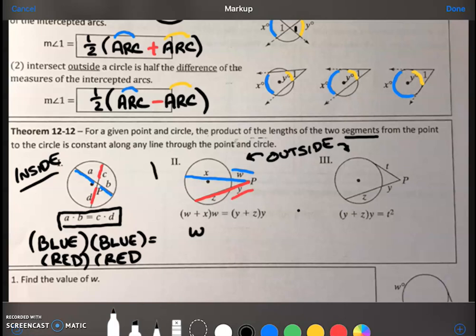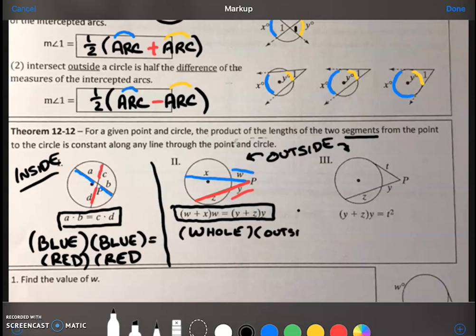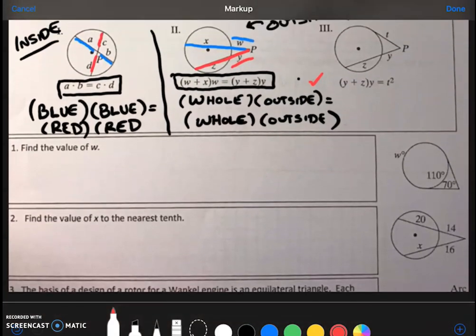The whole line, this is for when you are outside the circle, the whole line. And you'll notice it says right here, x plus w, in parentheses there. That represents the whole line times the outside portion, which is just w, which is basically the blue line. And that is equal to the whole line in red times the outside portion in red. This is the way I usually go about teaching this: whole line times the outside portion is equal to the whole line times the outside portion. So let's do one problem here, and then we'll hopefully start our work.